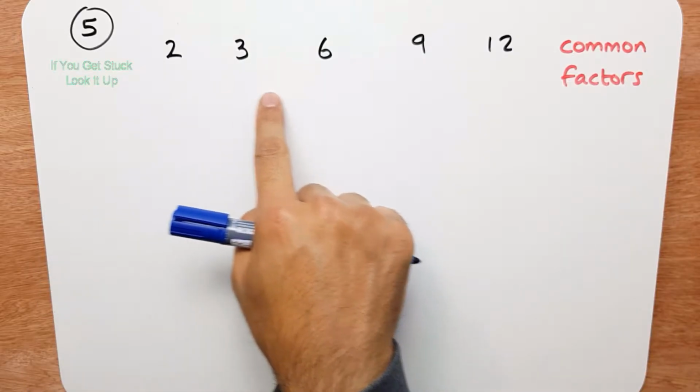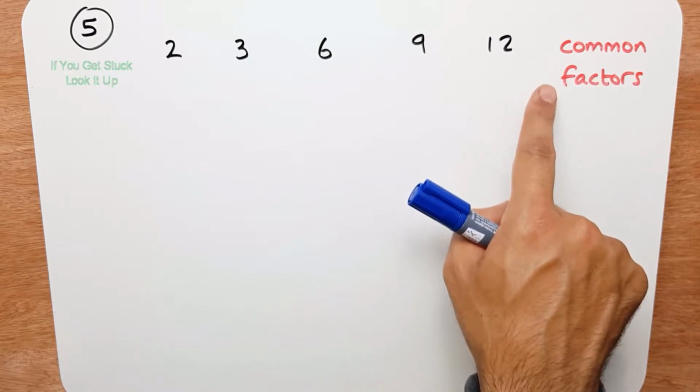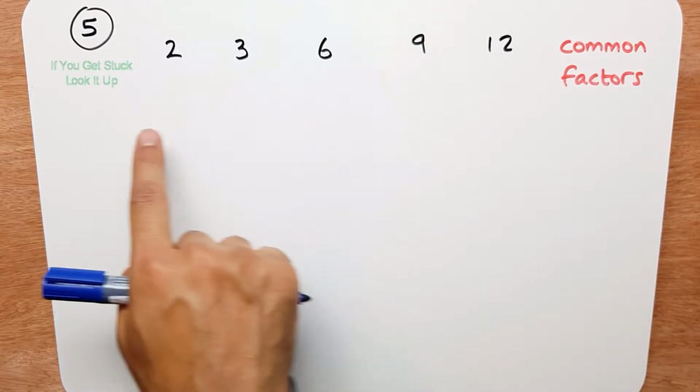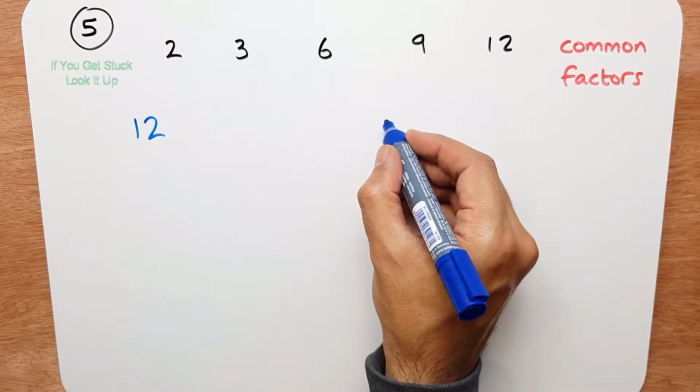In this question, we're given 5 numbers and we need to find out which of these are common factors. So common factors for the numbers 12 and 18.